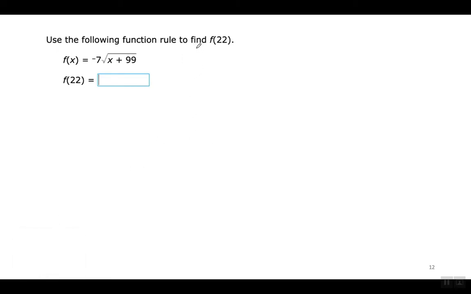Alright, find F of 22. Mister, what is that? I'm scared. It's okay, kids. Put on the Cobra Kai mindset. Substitute 22 wherever you see the X. You shouldn't be scared of a math problem. The math problem should be scared of you. I'm going to put the 22 here.